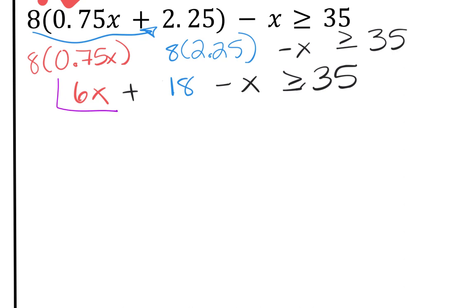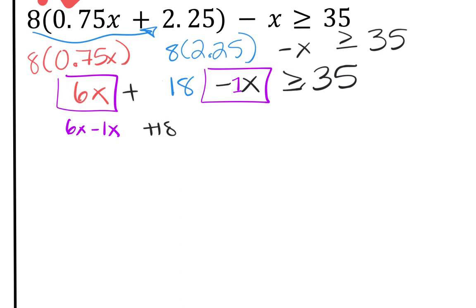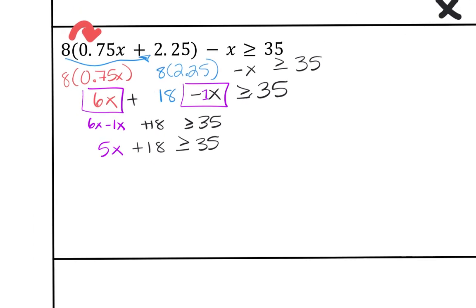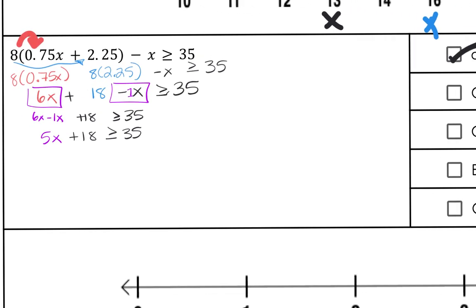I do have some like terms that I can combine. This minus belongs to the x. There's not a number in front of x, that number is 1. So if you're someone who likes to rearrange it, that's what it would look like. 6x minus 1x is 5x. And then I'm down to just a constant and a coefficient. So I'm done combining like terms.